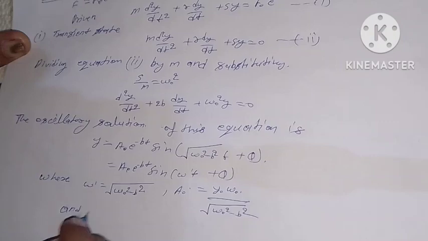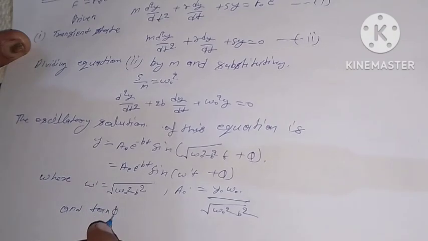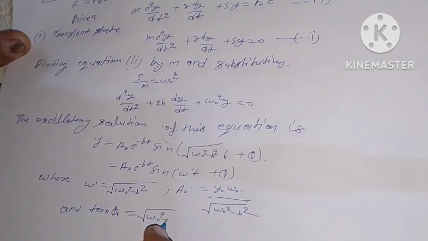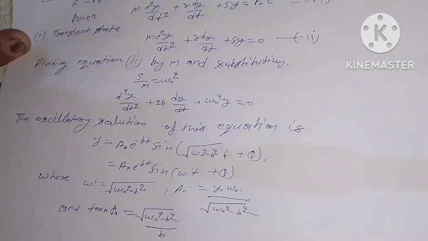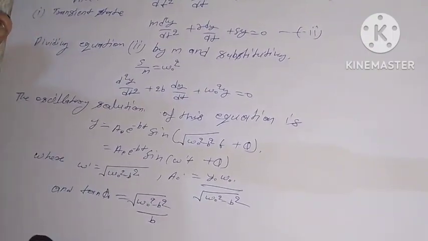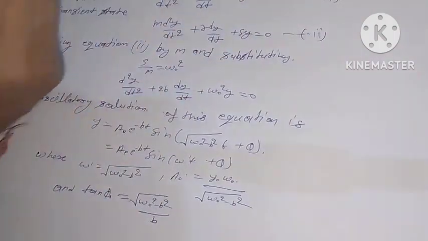And tan phi naught equal to under root of omega naught square minus b square by b. The amplitude a naught e to the power minus bt decays with time due to the presence of the term e to the power minus bt. The quantity omega naught is known as the natural frequency of the oscillator in the absence of dissipative as well as driving force.